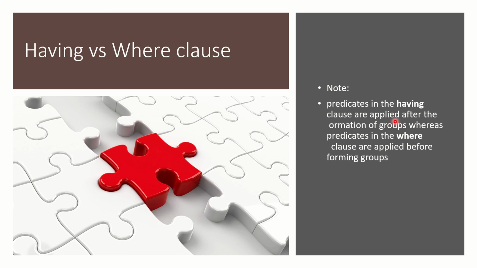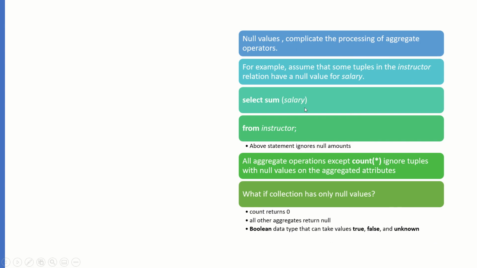So this is the difference between the having and where clause. Predicates in the having clause are applied after formation of groups. So after forming the groups, if you want to apply any predicate, we will use having. But in the case of where, it is applied before forming groups. So if you are not grouping the table and want to apply a particular condition, we can use the where clause. Okay, and those are the two main points we have to study.